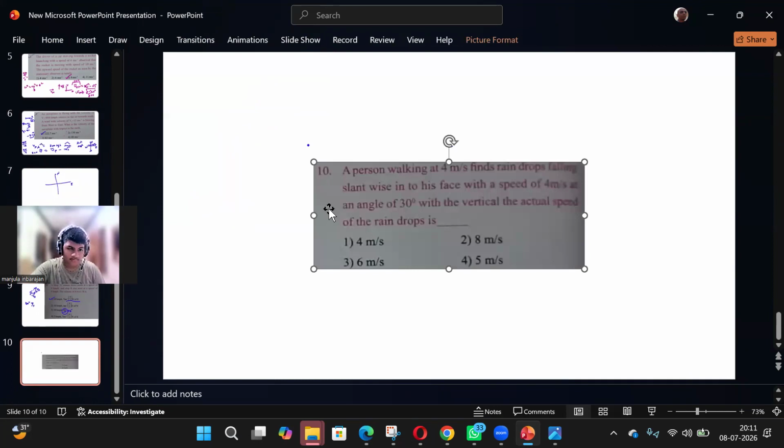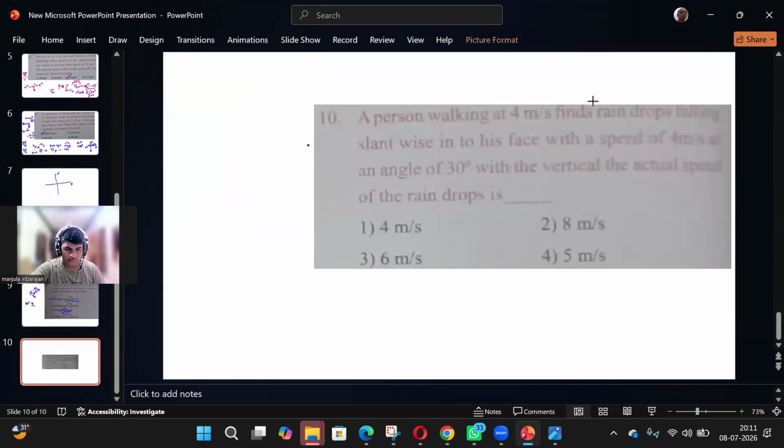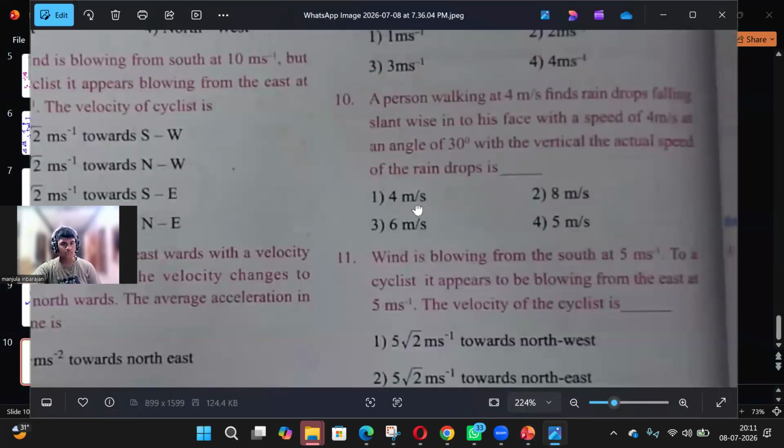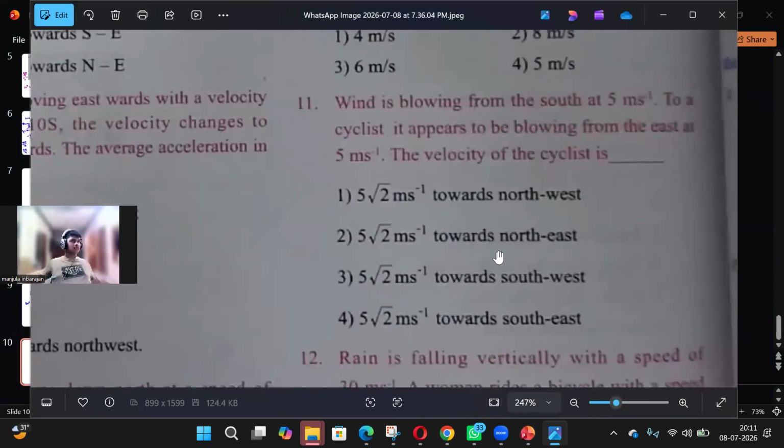Next question. Okay, there's no doubt in this, no? Okay, fine. So the velocity of the wind is 5 towards south, so we can take it as minus j cap. Cyclist it appears means relative velocity. So what is given is 5, the second 5 is the relative velocity, and this relative velocity direction is from east.